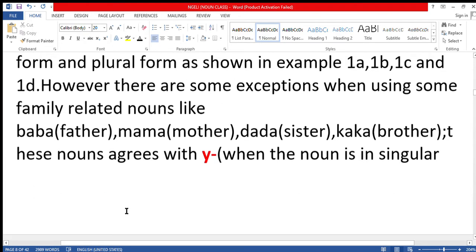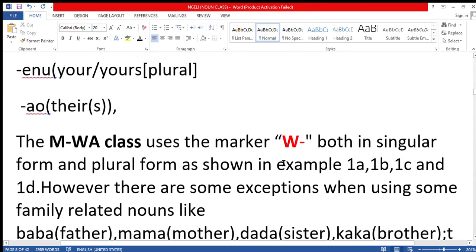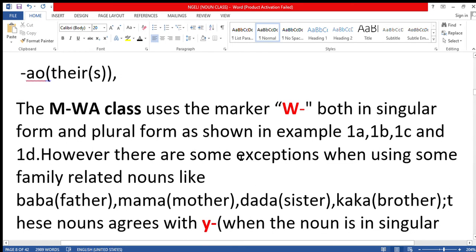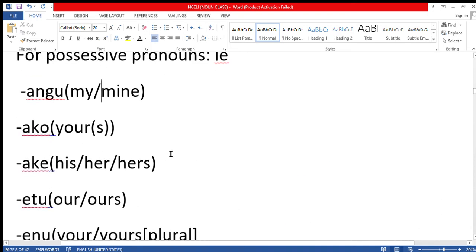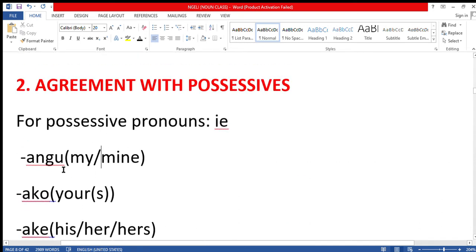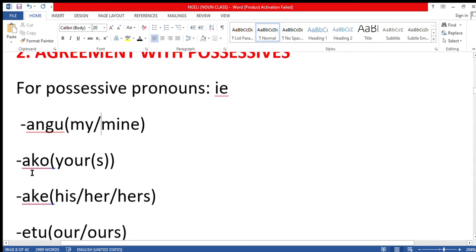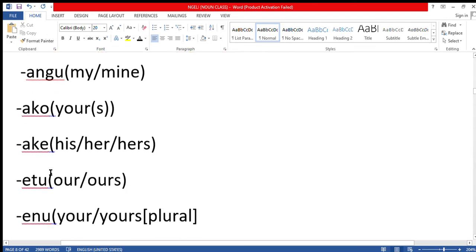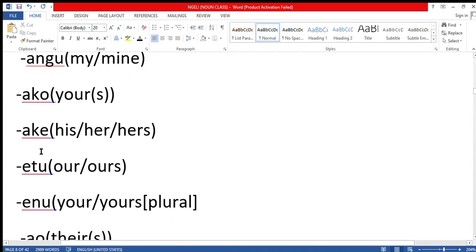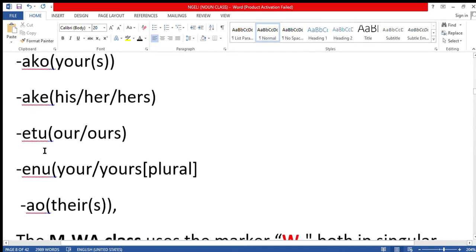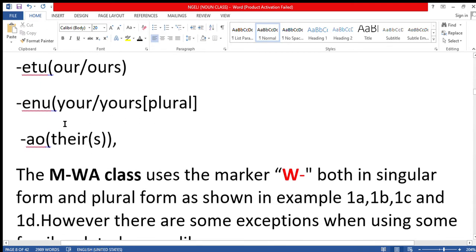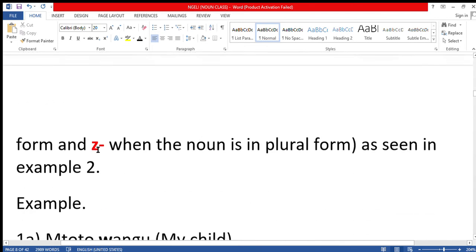So as in example 1, where it is agreeing with W both in singular form and plural form, we're going to just read about it. Don't forget the roots are here. Angu means mine, my or mine. Ako, your or yours. Ake, his or her or hers. Etu is our or ours. Enu is your or yours. Ao is their or theirs. Okay, so let's see how they agree.